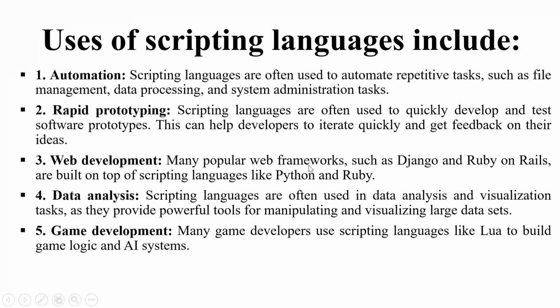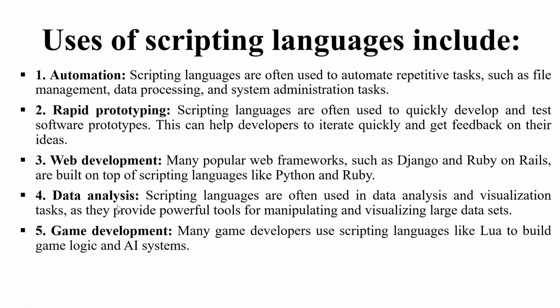The frameworks will be Django and Rails, which are built on top of scripting languages like Python and Ruby. And for data analysis and visualization tasks, these are powerful scripting languages for manipulating and visualizing large data sets. And for game development, many games use scripting languages like Lua to build game logic and AI systems. So these are some of the points where scripting languages are used.